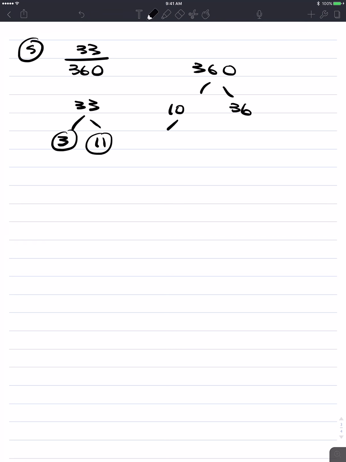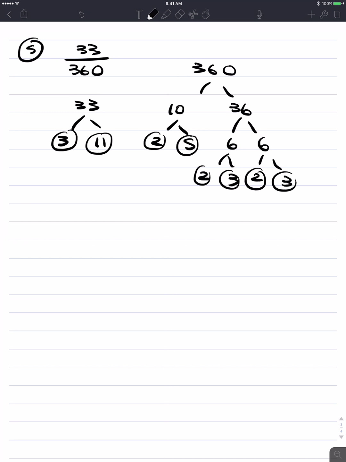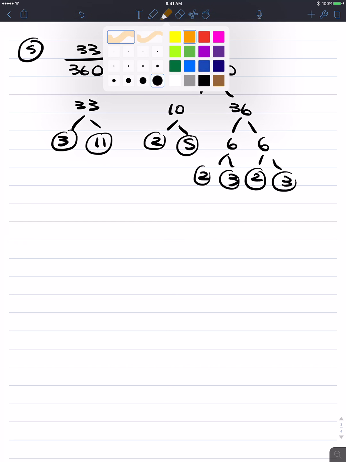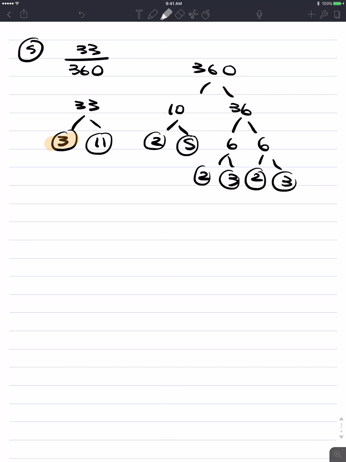Both of these numbers are not prime. Break down my 10. 2 times 5 is 10. They're both prime. 6 times 6 is 36. Both of these numbers are not prime, but they both can be broken down or written as 2 times 3. If I take a look, 33 is 3 times 11. 360 is 2 times 5 times 2 times 3 times 2 times another 3.